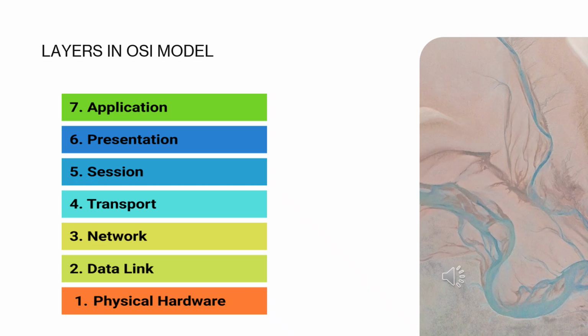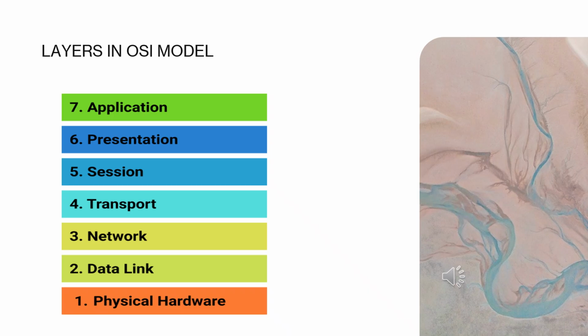Suppose there are two systems, system A and system B. These two systems are connected to the network through a LAN cable, and there will be an intermediary node, and we need to transfer data from system A to system B. So here system A will act as the source system and system B will act as the receiver system.